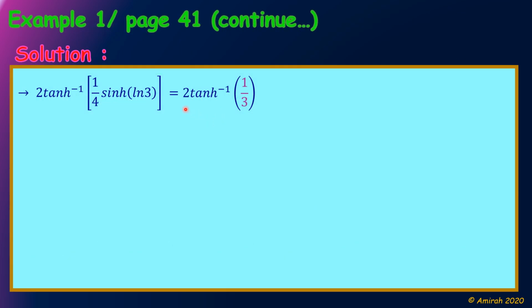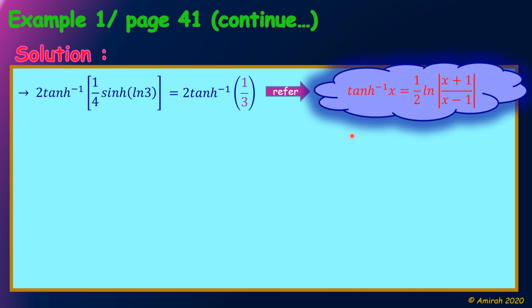Okay, now we continue from the previous slide. In the previous slide we have 2 inverse tanh of 1 over 4 sinh ln 3 equals 2 inverse tanh of 1 over 3. So from here, we can refer to the definition of inverse hyperbolic tangent. We have inverse tanh x equals half ln of (x plus 1) over (x minus 1). Then we can write 2 times half ln of (1 over 3 plus 1) over (1 over 3 minus 1). Okay, how do we get this?